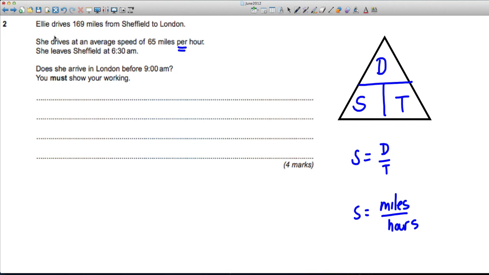So, Ellie drives 169 miles from Sheffield to London. She drives at an average speed of 65 miles per hour. She leaves Sheffield at 6:30 a.m. Does she arrive in London before 9 a.m? You must show your working. Well, we want to work out time here. Rearranging, time is distance over speed. So time is your distance divided by your speed. The distance was 169 and she's going at 65 miles an hour, so you divide these two and you get 2.6 hours.